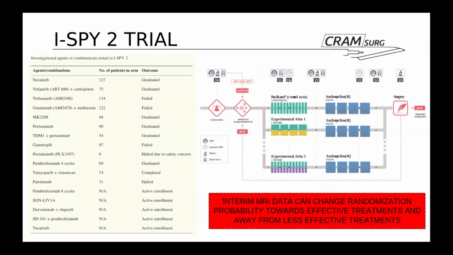Again, they did this in the I-SPY2 trial. So using interim MRI data, patients across the I-SPY2 trial can get randomized in bigger numbers to a particular arm and in lesser numbers to a different arm. And as you can see here on the left, you can see how different the numbers are for arms that have started pretty much at the same time, and how quickly certain arms failed or graduated, for example.